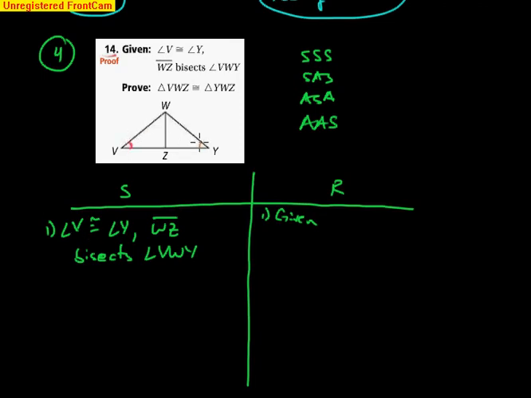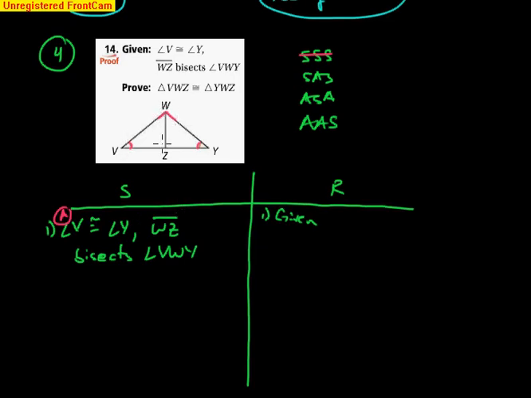Let's mark the picture. Angle V is congruent to angle Y. That's one pair of angles. So there goes side, side, side out the window. So now I have to get these other two pieces of information to prove the two triangles congruent. Well, look at your second given. Segment WZ bisects angle VWY.